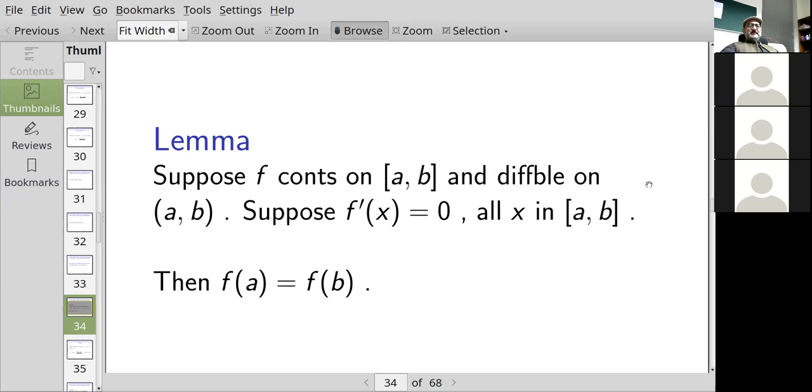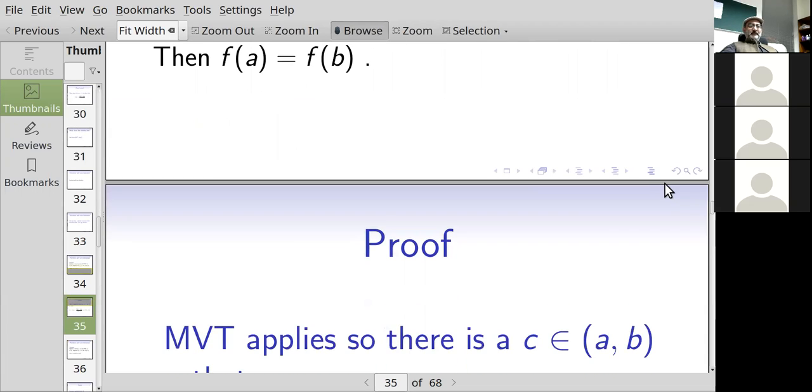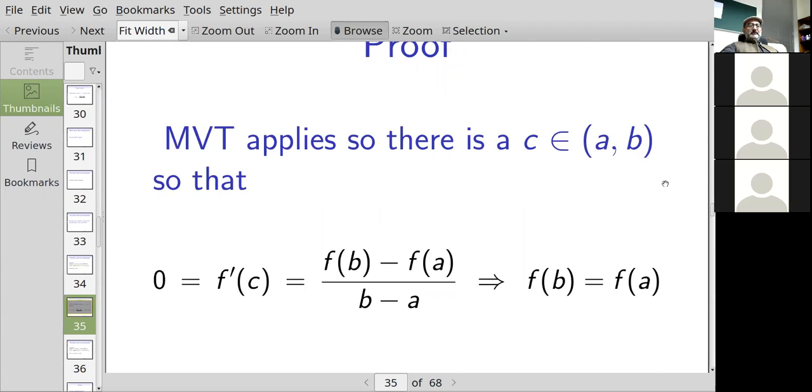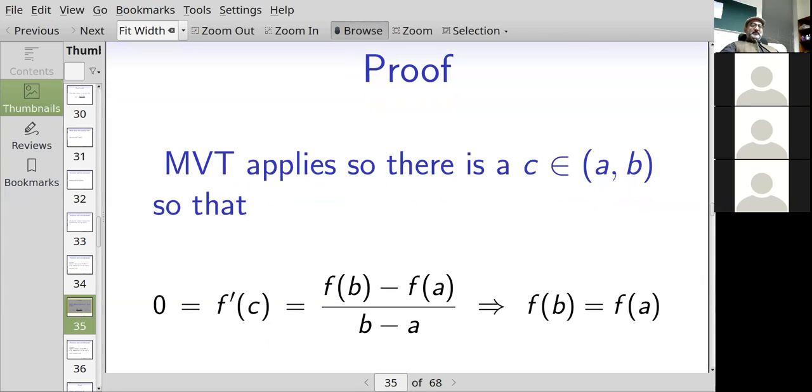Suppose that f is continuous on closed [a, b] and it's differentiable on open (a, b). And suppose that its derivative is equal to 0 for all x in (a, b). Then f(a) is equal to f(b). All right, so the way we've stated it, the mean value theorem applies. So there is a c in (a, b) such that the derivative at c, which is 0, is equal to (f(b) minus f(a)) over (b minus a).